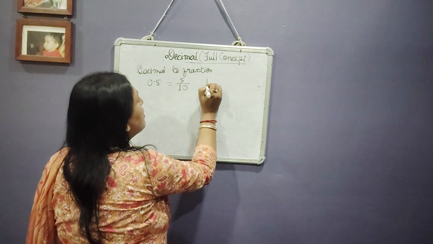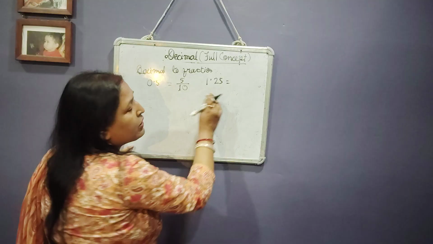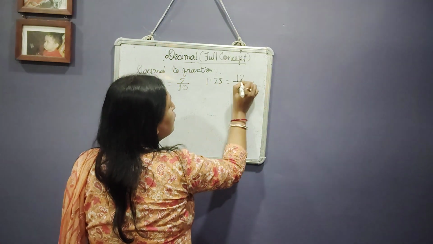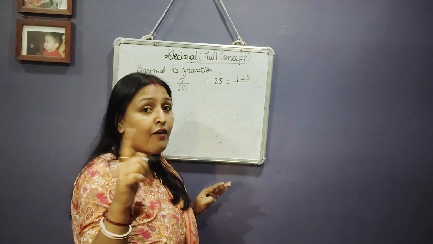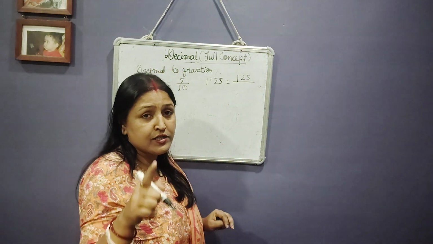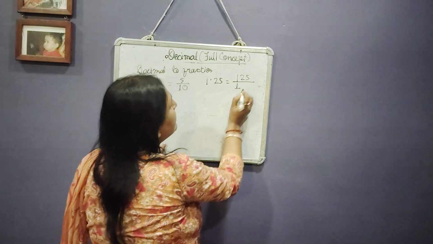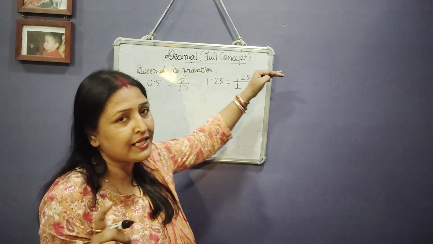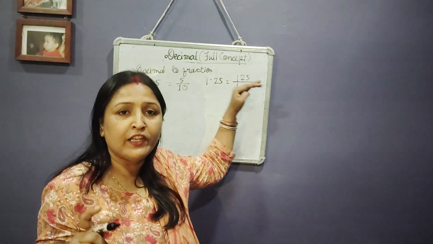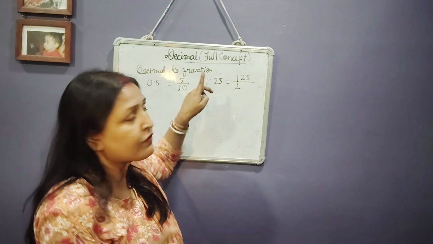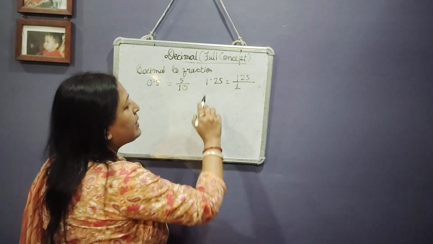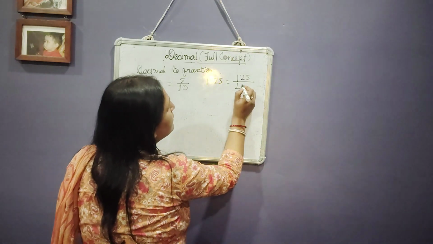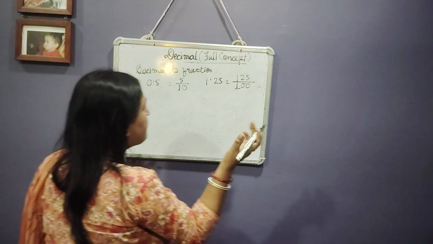Say for example, another number, 1.25. If you want to convert it into a fraction, what will we write? We will remove the decimal and write 125. There are two steps. First you write the number in the numerator, then you keep the vinculum. Then in the denominator first you will write 1. After that you will count how many digits are there after the decimal. Now you can see after the decimal there are 2 digits, 1, 2. So we will add 2 zeros, 00. This is the answer. This is very simple.